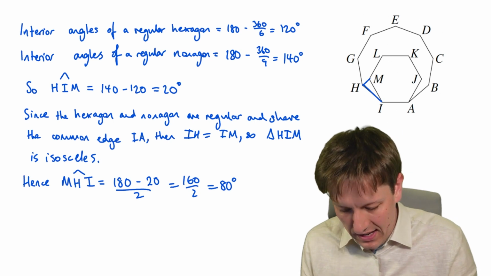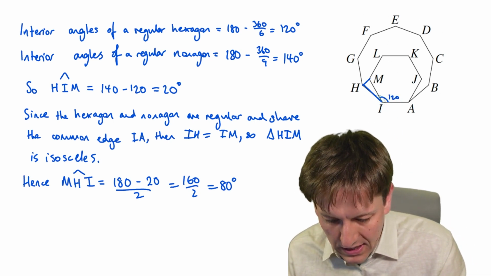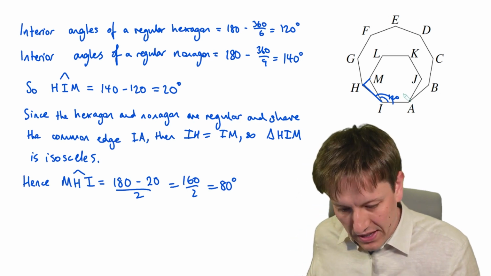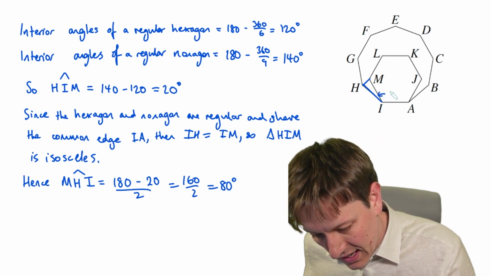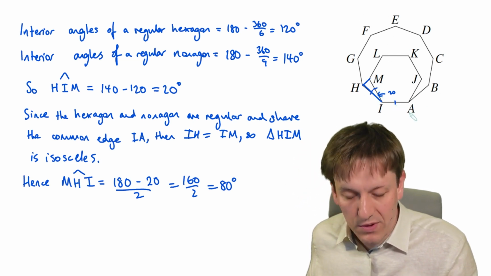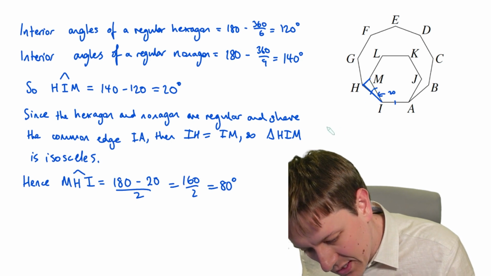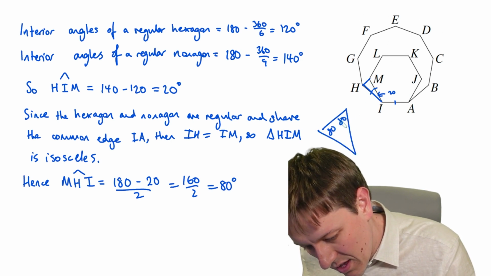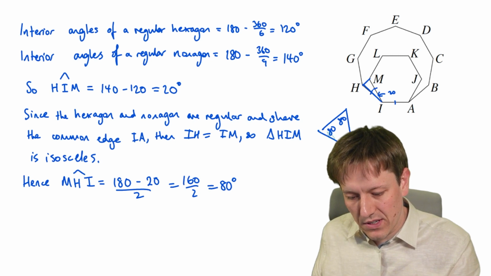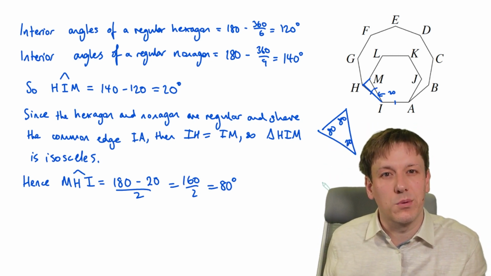So to be really clear here, the argument that we're making is that this angle is 120, this angle is 140, so that means that this angle inside here is 20 degrees, because this is an isosceles triangle, because we've got all of these common edges everywhere. Then these 2 angles at the bottom of that isosceles triangle are both 80 degrees, 180 minus 20 divided by 2 there. So we've got one of the angles that we were looking for.